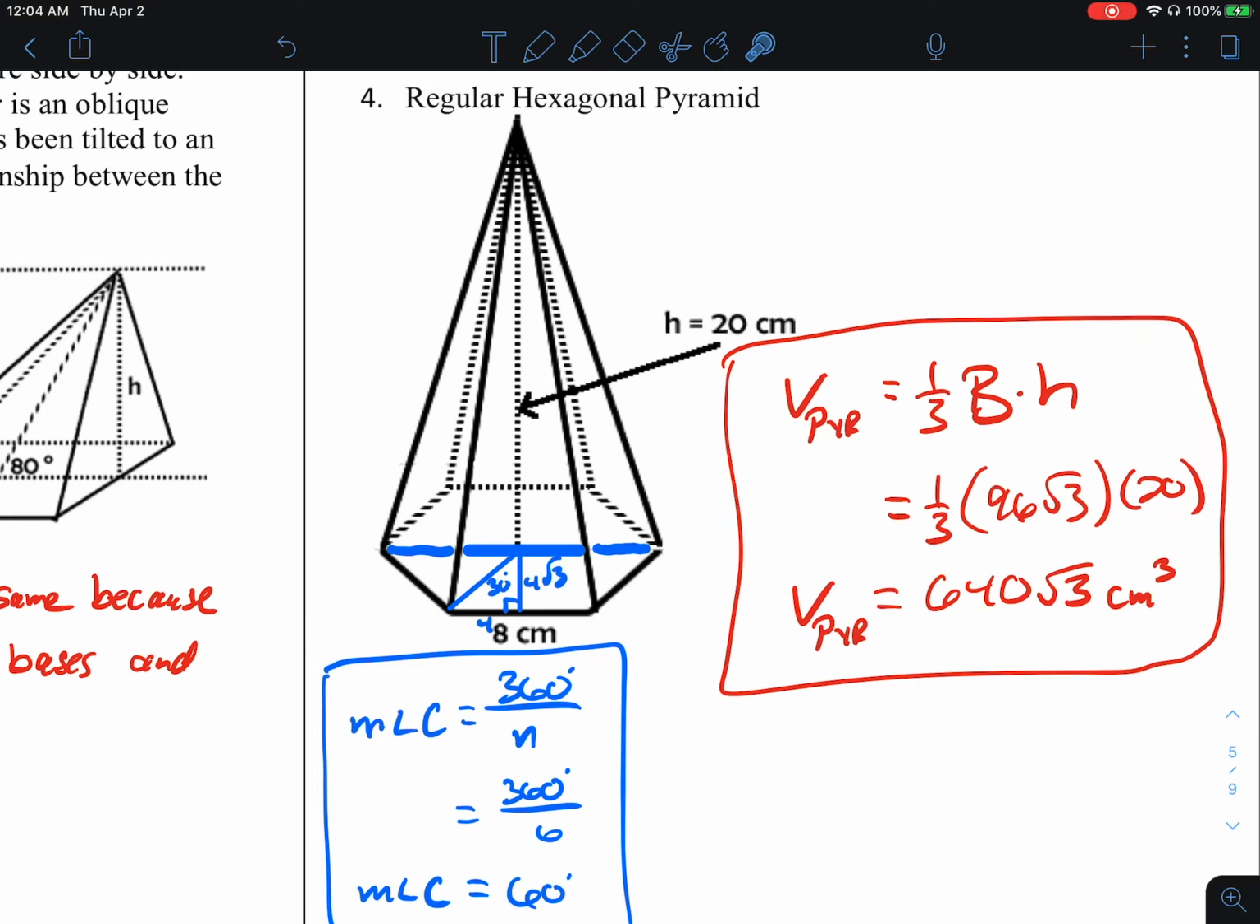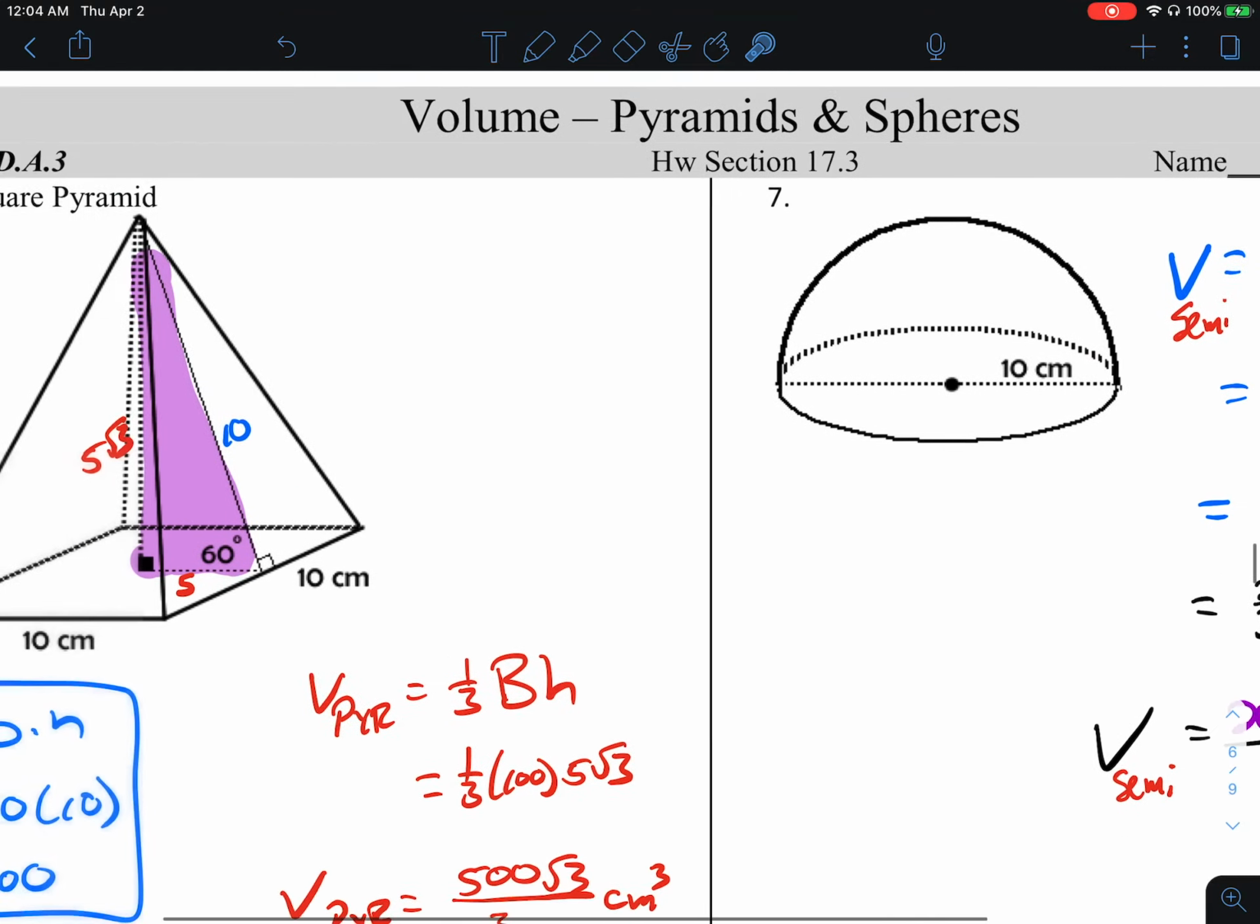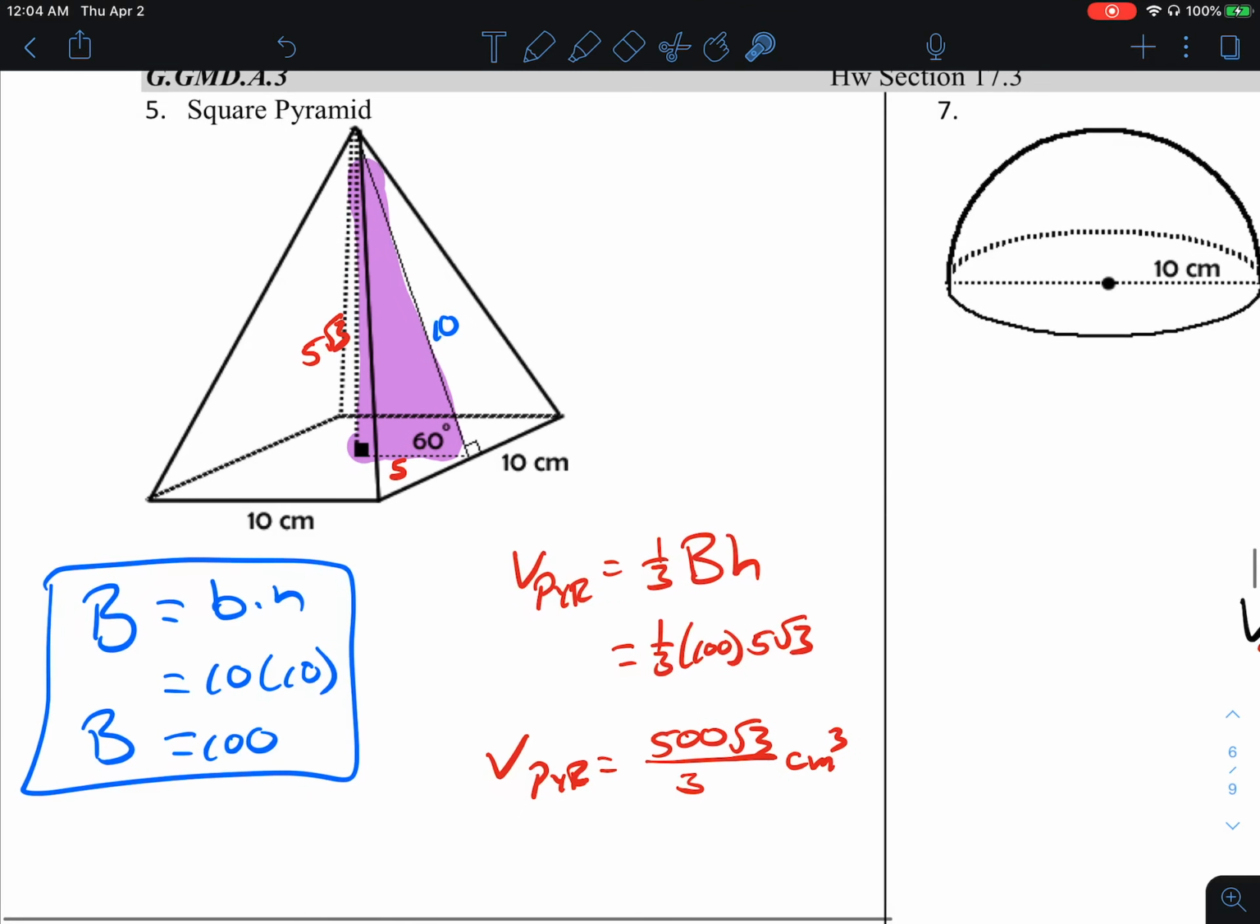It's 1/3 the base times the height. So 1/3 of 96 square roots of 3 times the height, which is clearly marked here as 20, and we're going to get 640 square roots of 3 cubic centimeters.